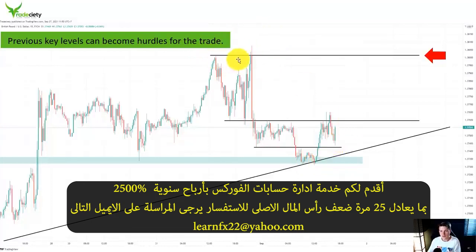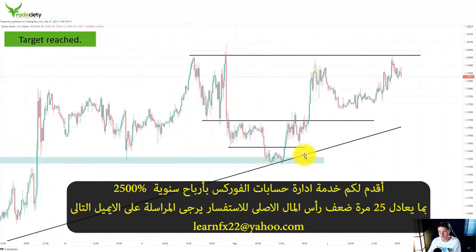Potential targets: you could look left again, look for big swing highs and lows, and use that for your target placement. And you can see afterwards that's what happened. The market eventually broke this level here, continued the trend structure higher, kept making higher lows here as well, and then eventually hit the previous resistance level.